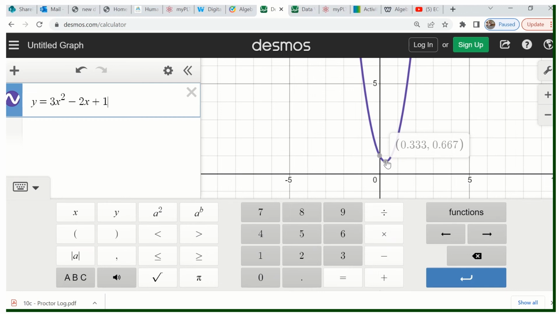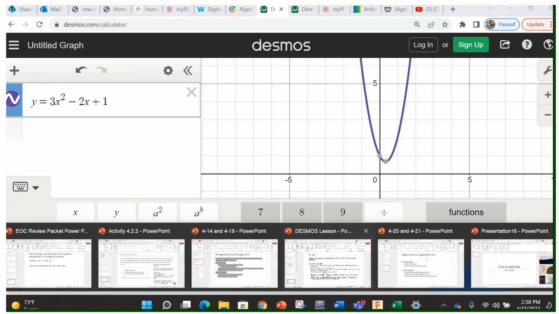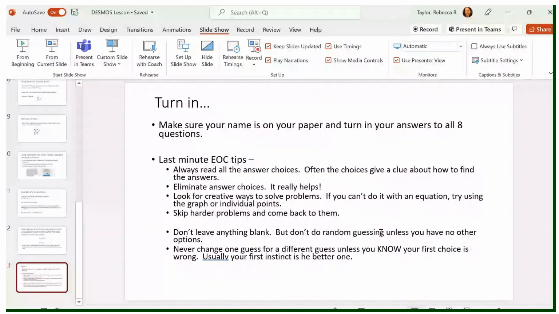The minimum is where it, x is where it happens, and the y coordinate is the actual lowest point. So yeah. Okay, so just make sure you're reading all those answer choices. Eliminate answer choices. It really helps.